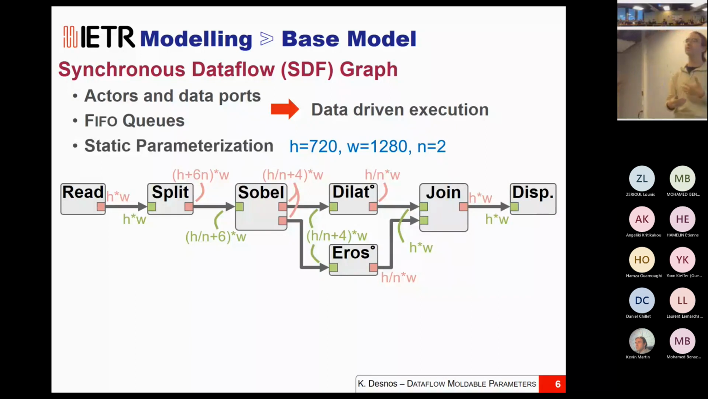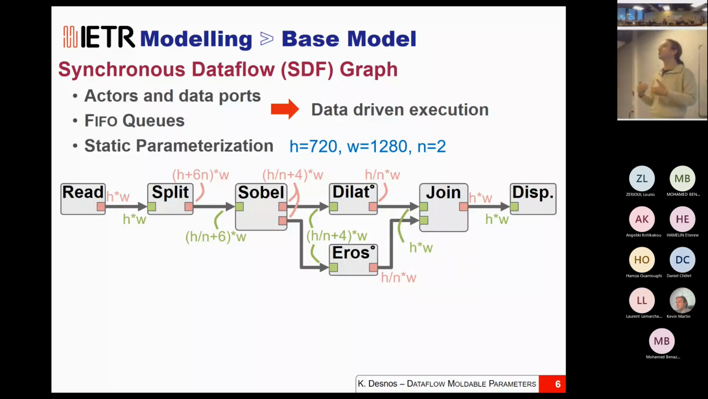And now all the production and consumption rates of the actor are expressed with an expression. And so now I know that the read actor at the beginning of my graph produces a whole image, which consists of h times w pixels. So now I can easily reconfigure statically as a designer my application. And depending on this parameter, I have a different degree of parallelism. So here, for example, the dilation, erosion, and Moldable actor will be executed n times in parallel, depending on the value of my parameter that is fixed during the compilation of my code. So far, so good?